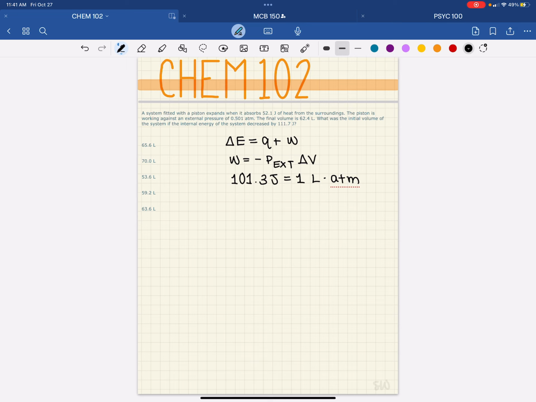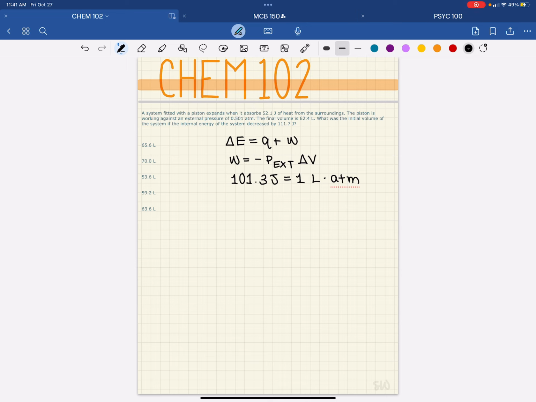A system fitted with a piston expands when it absorbs 52.1 joules of heat from the surroundings. The piston is working against an external pressure of 0.501 atmospheres. The final volume is 62.4 liters. What is the initial volume of the system if the internal energy of the system decreases by 111.7 joules?